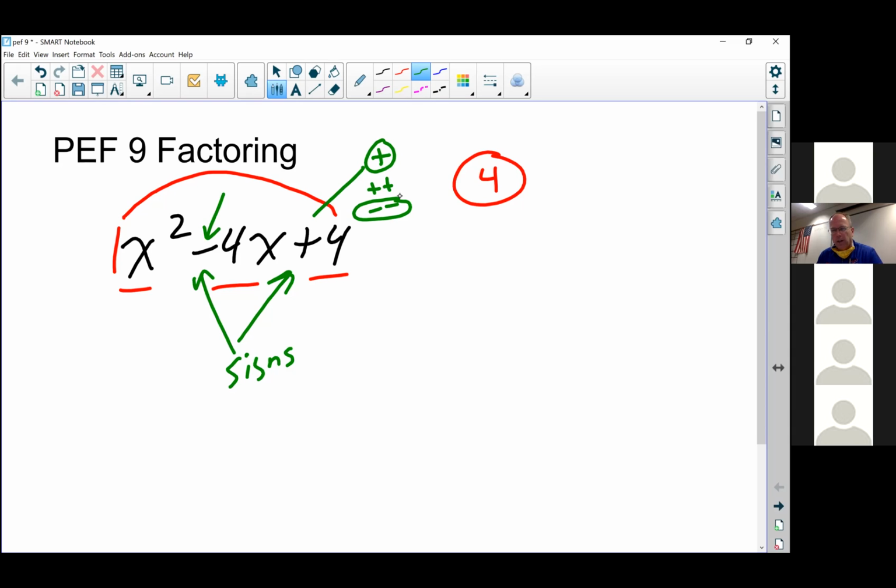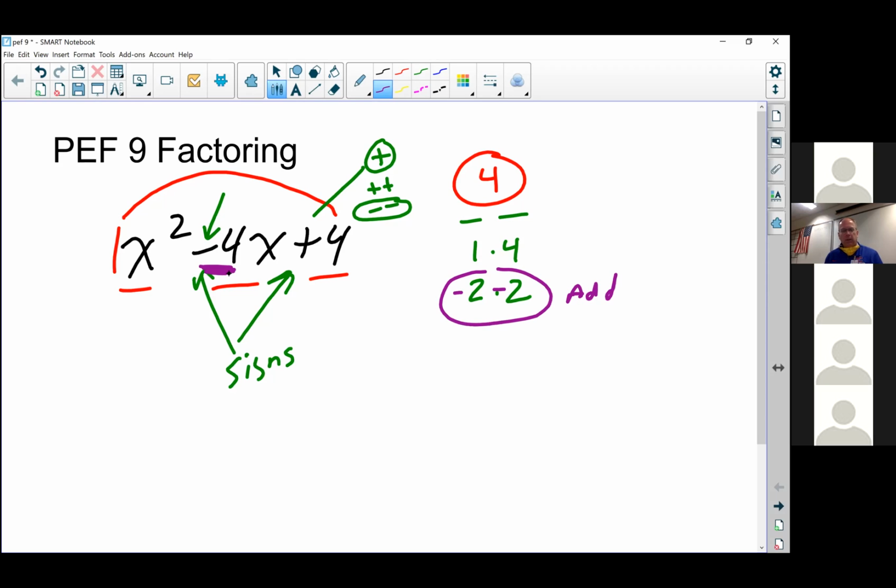So then I'm going to think about, how do I get 4 by multiplying? So I know they'll both be negative. So I know that 1 times 4 and 2 times 2 give me the same thing. Being that both signs are going to be negative, if I had negative 2 and negative 2 and I add these together, I would get negative 4. Is that okay so far?